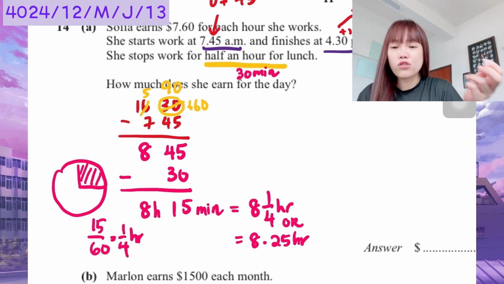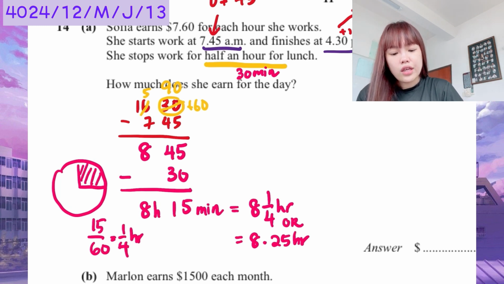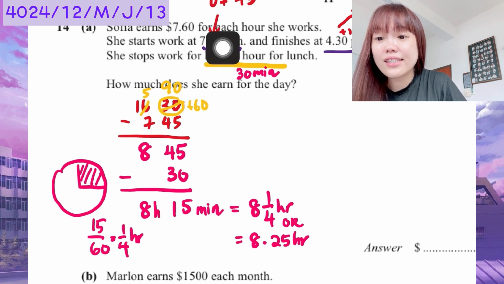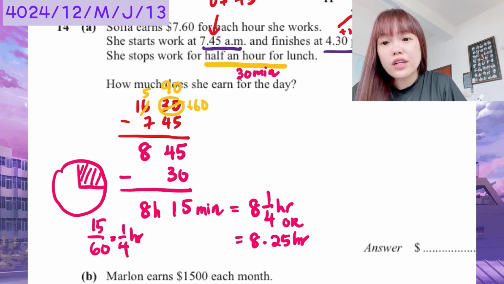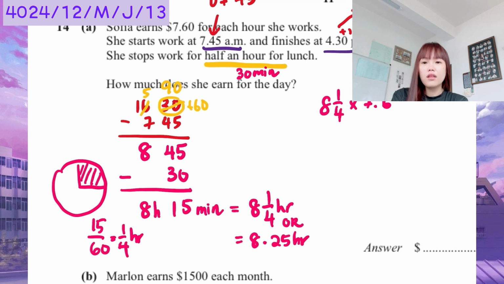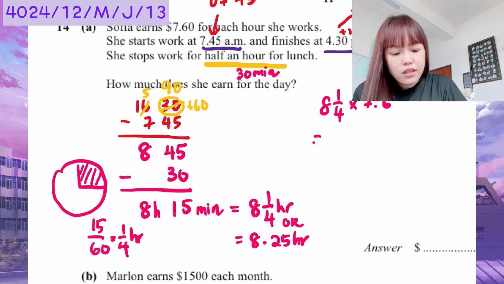You divide by 60, so means over 60. Okay, then now 8.25 or 8 and 1 over 4, you times with $7.60 because 1 hour $7.60, right? Okay, so what you're gonna do here is you can use this to times with $7.60. Or you can use 8.25 to times 7.6 also can, but I'm using this one, okay? So this is 33 over 4, change to improper, times 7.6.